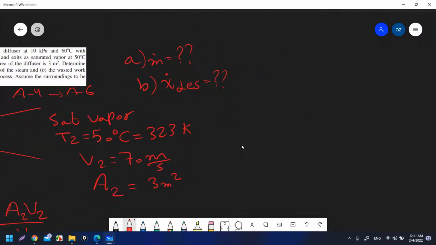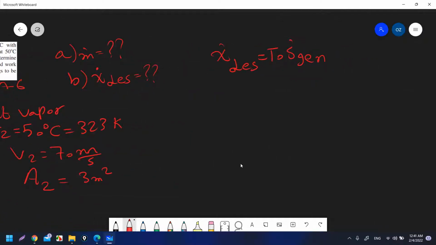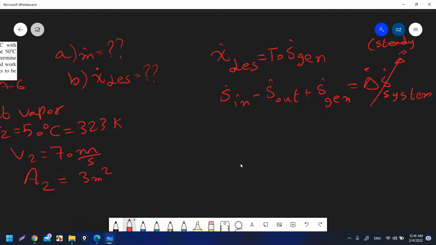For part B, exergy destroyed, the easiest way is to use exergy destroyed equal to T naught times S dot generation, because it is a rate. I will make the entropy balance in rate form: S dot in minus S dot out plus S dot generation equal to delta S dot system. This one is 0 because it is a steady device, not changing with time inside the diffuser.